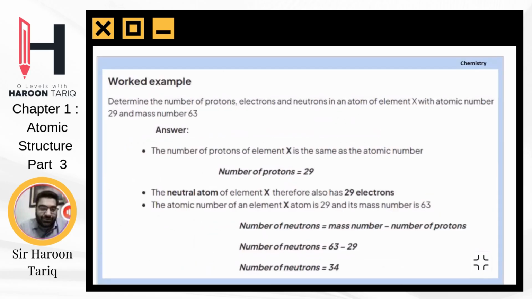Okay. A worked example here, then I'll explain the questions. Determine the number of protons, electrons, neutrons of an atom with the atomic number 29. Atomic number is the number of protons. And the mass number is 63. Protons is equal to 29. Electrons are the same as the number of protons. So if protons are 29, electrons are 29 as well. The number of neutrons would be the mass number, 63, minus the proton number, which is 29. This gives us 34. Neutrons are 34. That's the answer. Any doubts?